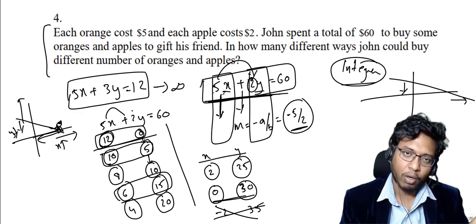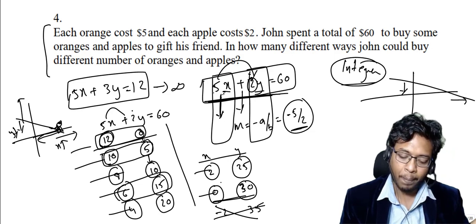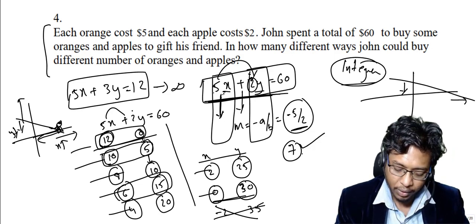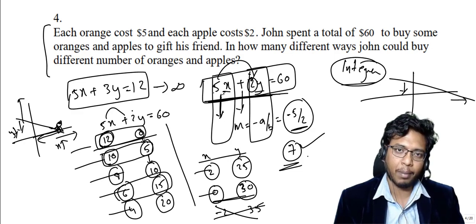Now count how many combinations are possible. 1, 2, 3, 4, 5, 6, 7. So your answer for this question will be 7. So in 7 ways he can buy the oranges and apples, right?